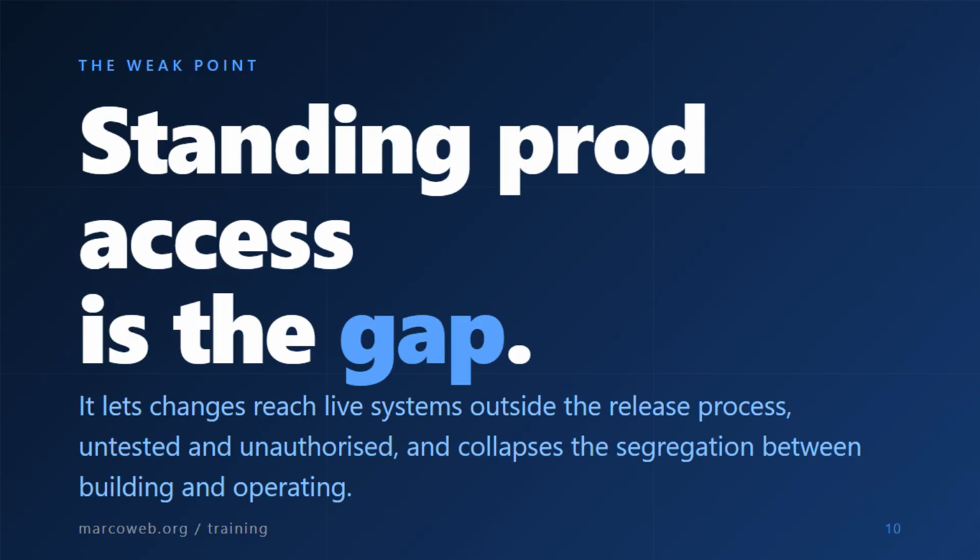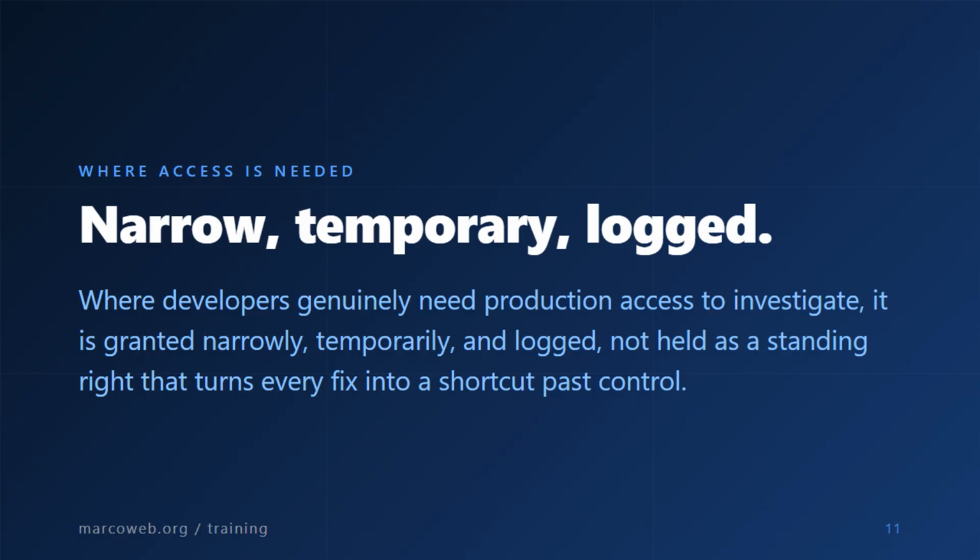Which brings us back to the developer. The permanent admin access to production is the flaw underneath the whole scene. Standing developer access to production lets changes reach live systems outside the release process, untested and unauthorized, and it collapses the segregation between building and operating. So production access is restricted, and changes flow only through the controlled release path.